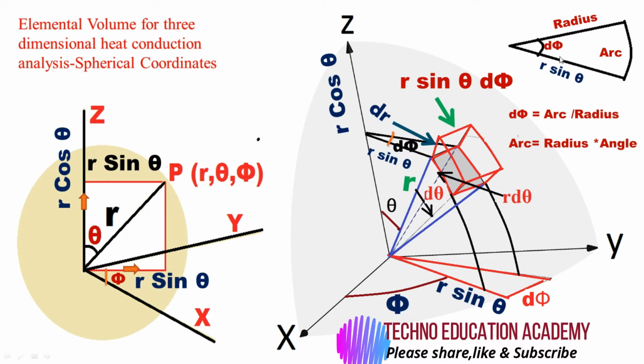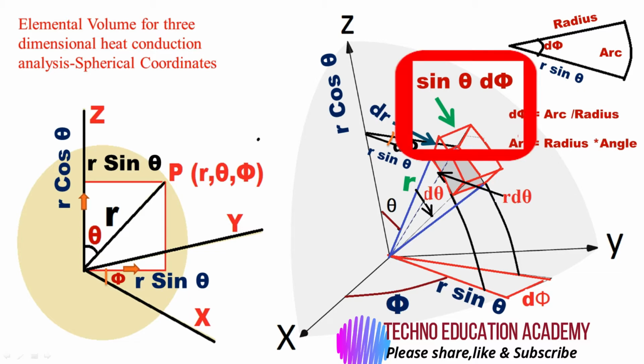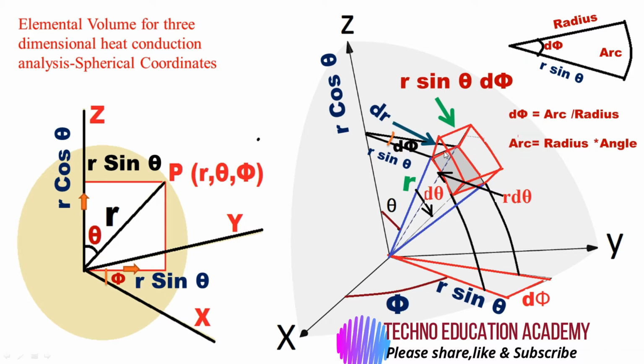So arc equals angle dφ into radius r sinθ. This unknown dimension we can calculate by using the fundamentals of mathematics: angle equals arc divided by radius. So this dimension is r sinθ into dφ. Same as here, you can see.